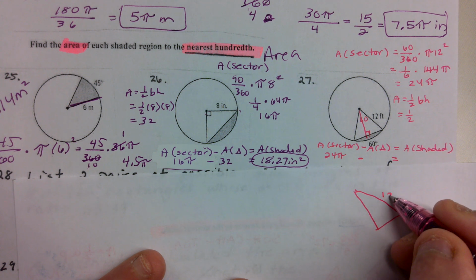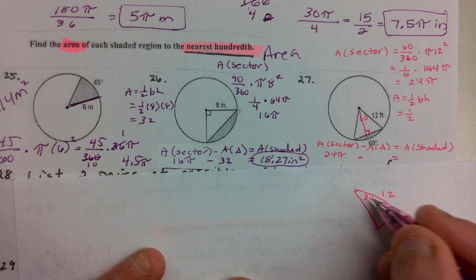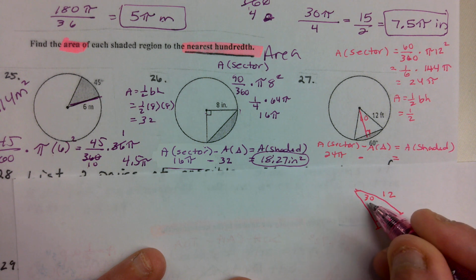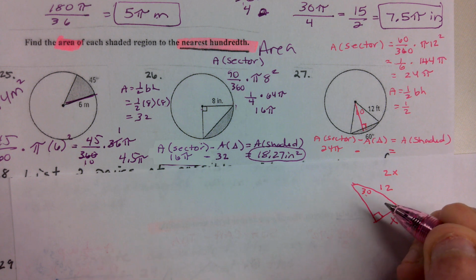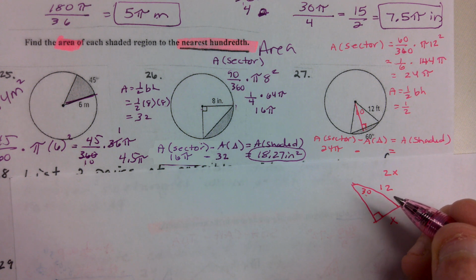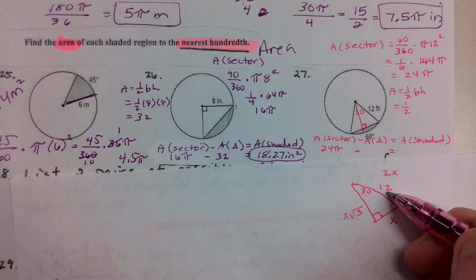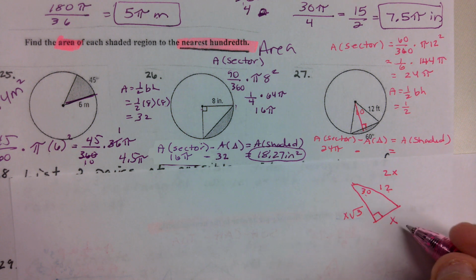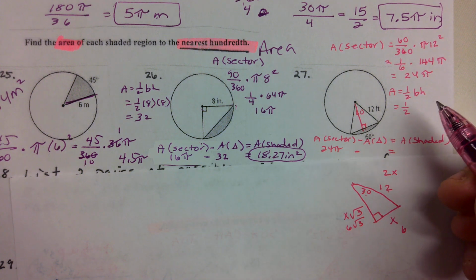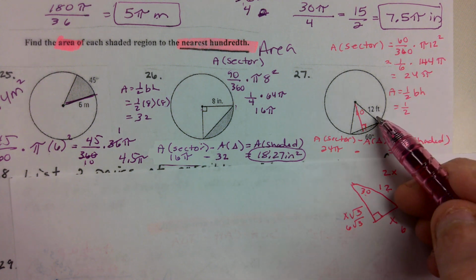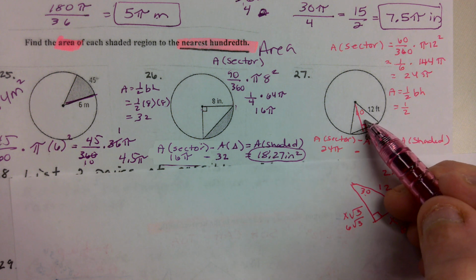So this is 12. If this whole thing was 60, means this is 30. So opposite the 30 is x. Hypotenuse is 2x. Height is x root 3. And if the hypotenuse was 12, then that means x was 6, and this is 6 root 3. So what do I need here? Well, I need to get the area of this triangle. So if I can get this one, I can double it.